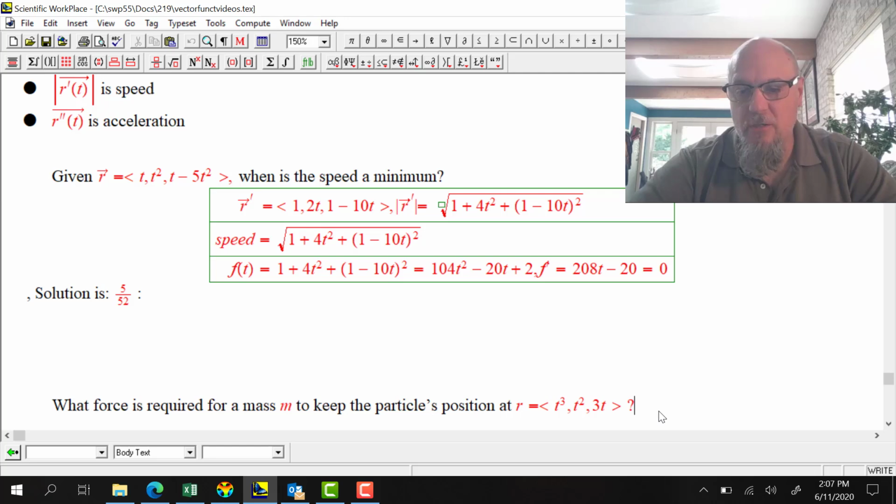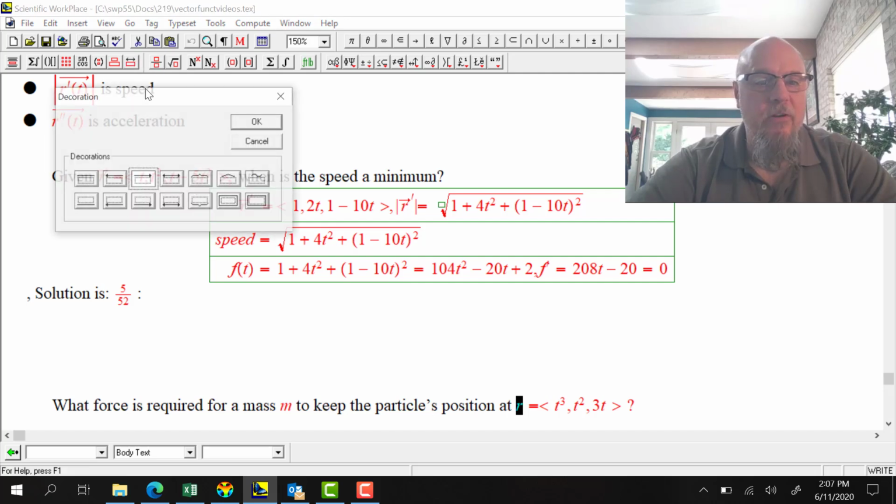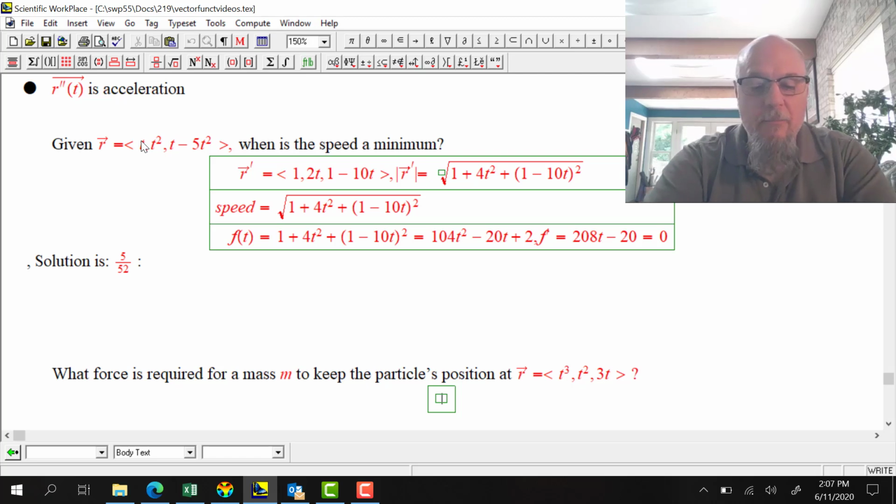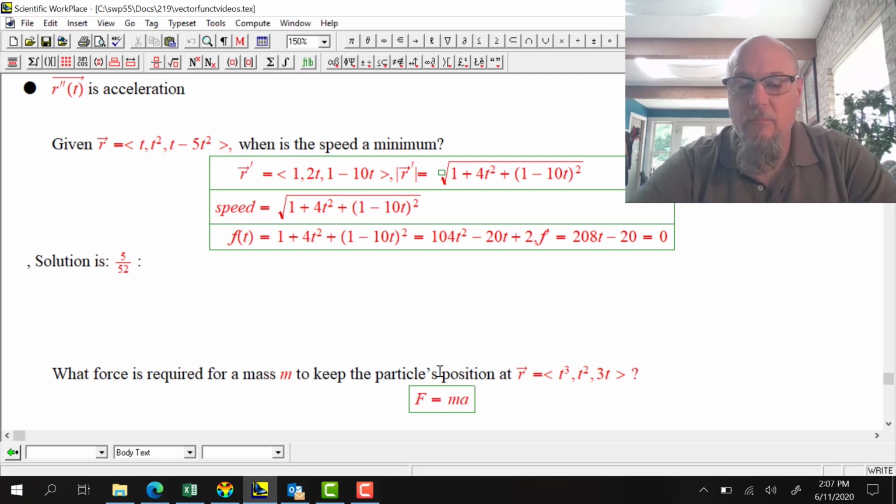Here's another physics question. And it's the same thing, as far as I forgot to put a vector hat on it. Now it's a vector. This is the position. What force is required for a mass to keep the particle's position at this? So the position is changing. I'm looking for the force function. So I have to know a very little bit of physics. We know that F equals ma. Force is mass times acceleration. Force is a vector function.